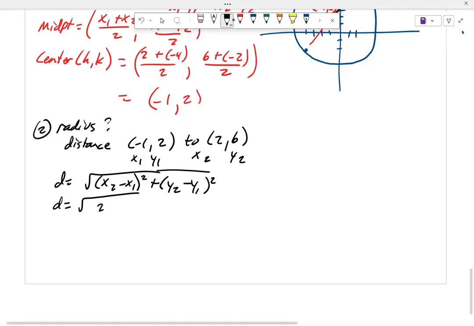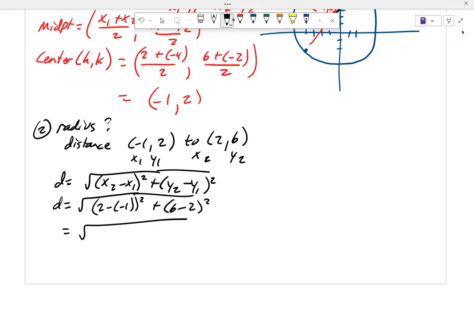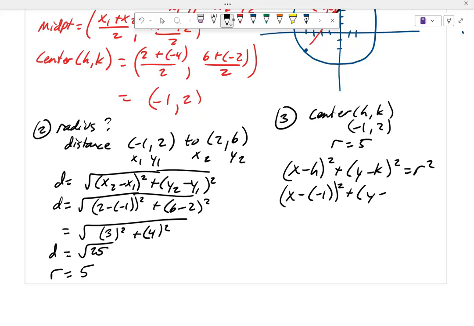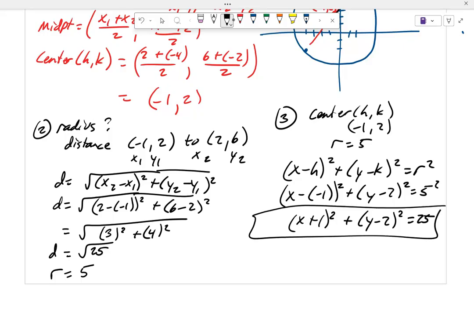So x2 is 2 minus the -1 quantity squared, plus we got 6 minus the 2 quantity squared. So we got 2 plus 1. I got 3 being squared. I got 4 being squared. So we got 9 plus 16, which is 25. So our radius, which is the distance from there to there, is 5. So our center HK is -1, 2, and we've got a radius of 5. So there's our standard form of the equation of that circle with the description given.